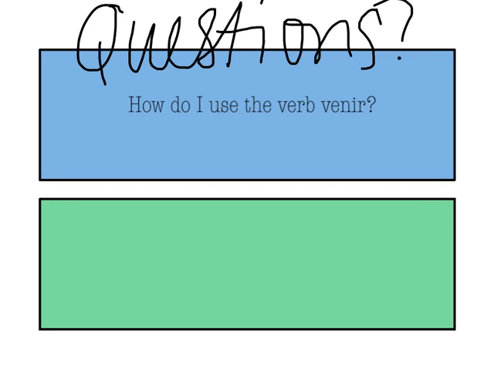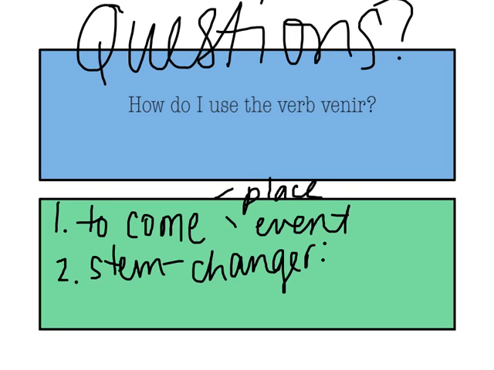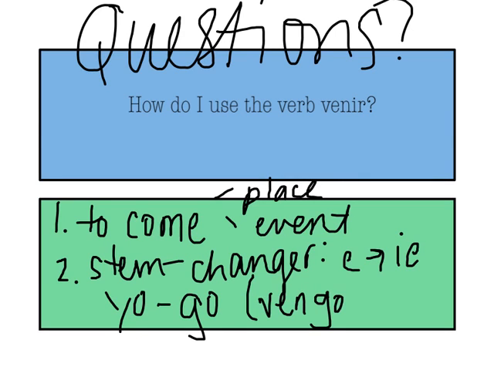How do I use the verb venir? First of all, we use it to talk about someone coming somewhere, to a place or to an event. Secondly, you need to know how to conjugate it. So if I were you, I would go ahead and write down stem changer, E to IE, and it's a yo-go verb, which means that in the yo form it's vengo. And then if I were you, I would just write down my chart and fill in your conjugations there so that you have them easy at the top of your paper to come back to.